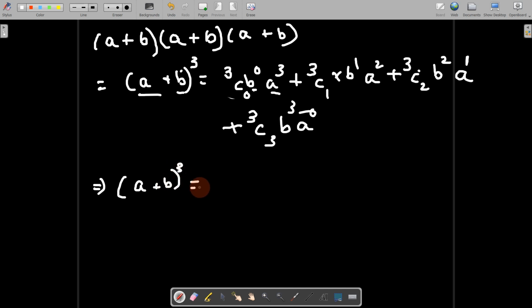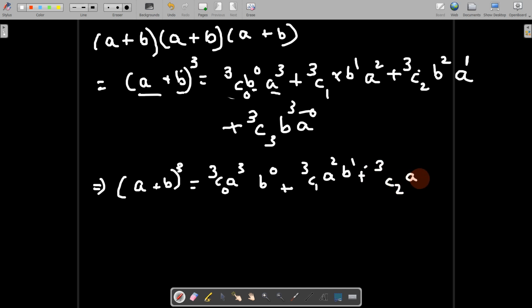As we write in the textbooks, it would be 3 choose 0, a power 3, b power 0, plus 3 choose 1, a square b power 1, plus 3 choose 2, a power 1, b power 2, plus 3 choose 3, a power 0, b power 3.